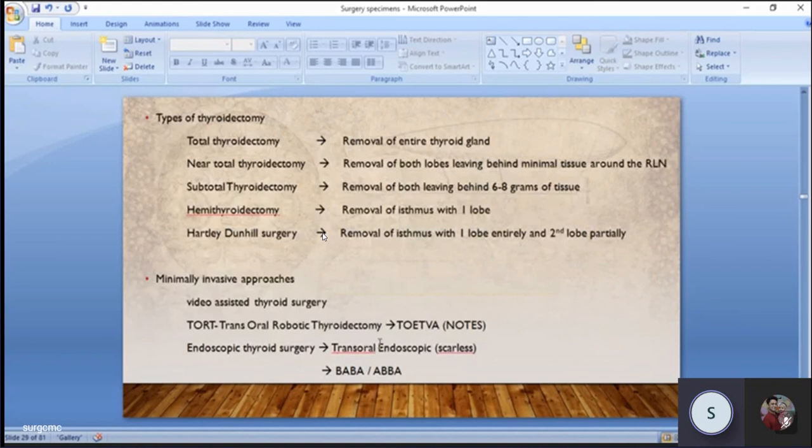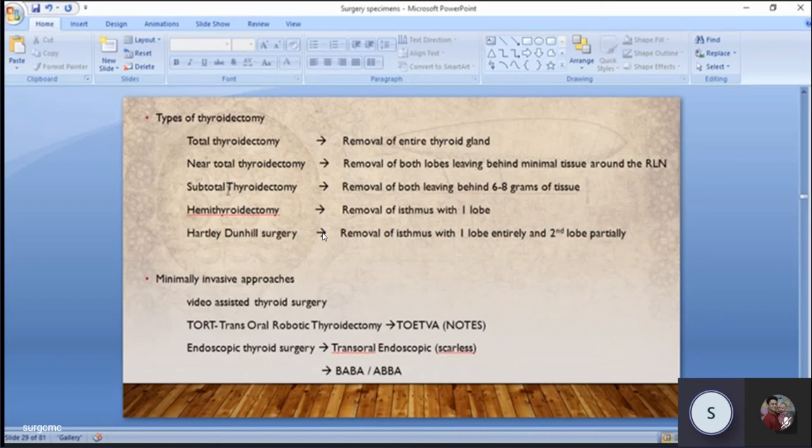So you should know the types of surgery. Okay, total thyroidectomy, in which we have to remove the entire thyroid gland. So the specimen we are seeing is a specimen of total thyroidectomy. Then comes near total thyroidectomy, in which we remove both the lobes, leaving behind minimal tissue around the recurrent laryngeal nerve. I will tell where the recurrent laryngeal nerve is situated and what its course is. But to avoid injury to the recurrent laryngeal nerve, we keep minimal thyroid tissue in the tracheoesophageal groove. That is known as near total thyroidectomy.